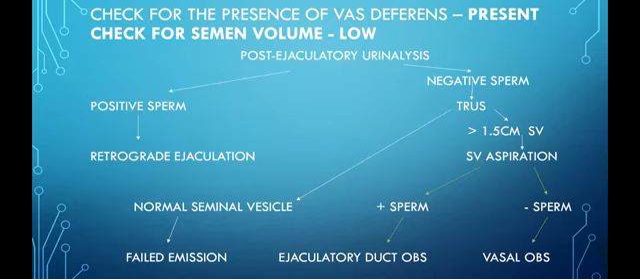But if you check for the vas deferens and it is present, then the next step is to look at the semen volume. And if that semen volume is low, then the next step would be a post-ejaculatory urine analysis. I think the old EAU guidelines didn't have this step, and I don't see it in the new one either, but I like to approach it this way because you can exclude retrograde ejaculation in the patient. So if the post-ejaculatory urine analysis is positive for sperm, it's retrograde ejaculation.